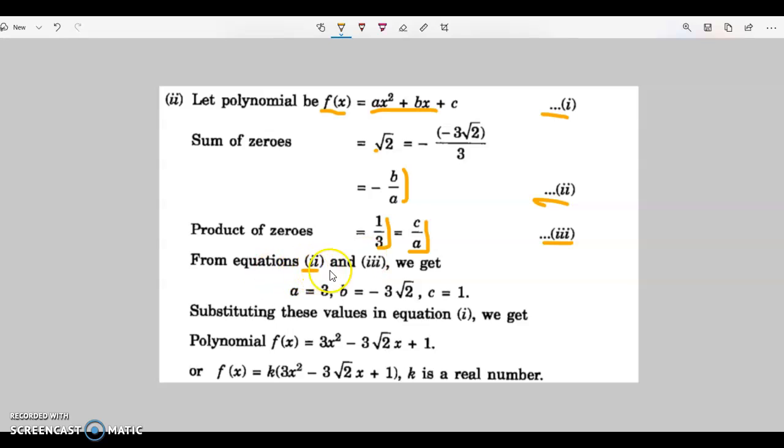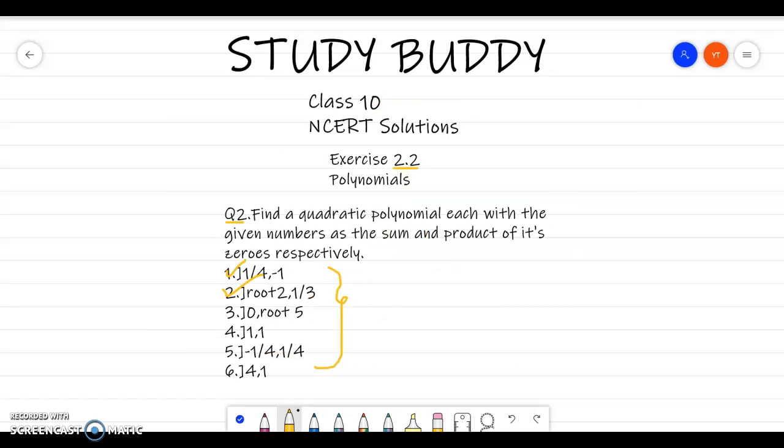From equation 2 and equation 3, we get a is equal to 3, b is equal to minus 3 root 2 and c is equal to 1. By substituting these values in equation 1, we get the polynomial f of x equal to 3x square minus 3 root 2x plus 1. So f of x is equal to k into 3x square minus 3 root 2x plus 1. Here k is any real number.